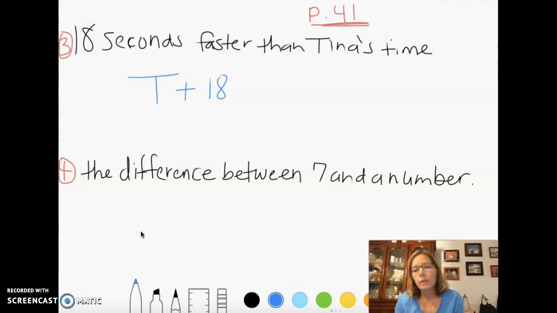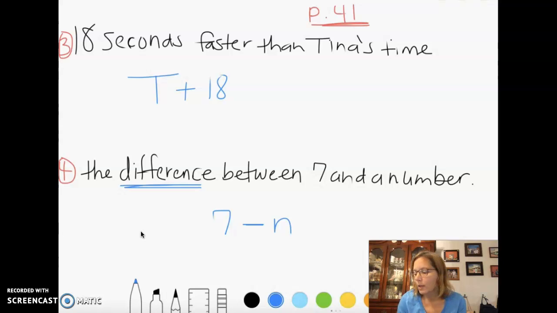Let's look at number 4. The difference between 7 and a number. Now I know the word difference means subtract. If I have difference, I'm doing subtraction. The difference between 7 and a number looks like that. When I'm done writing these algebraic expressions, I go back and look at them and read them out loud and see if they match the sentence.